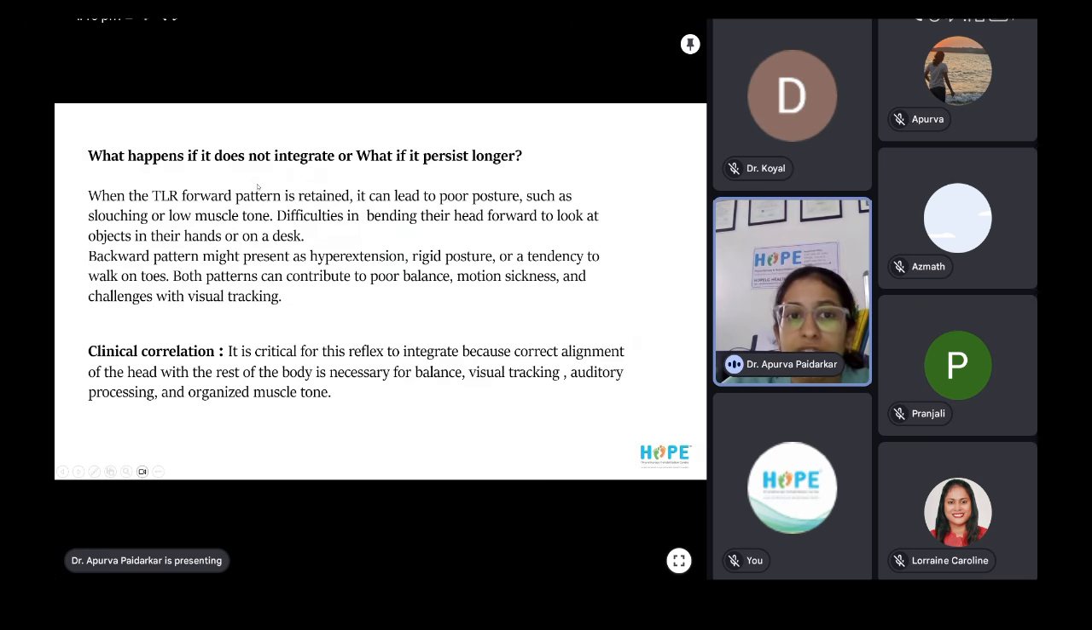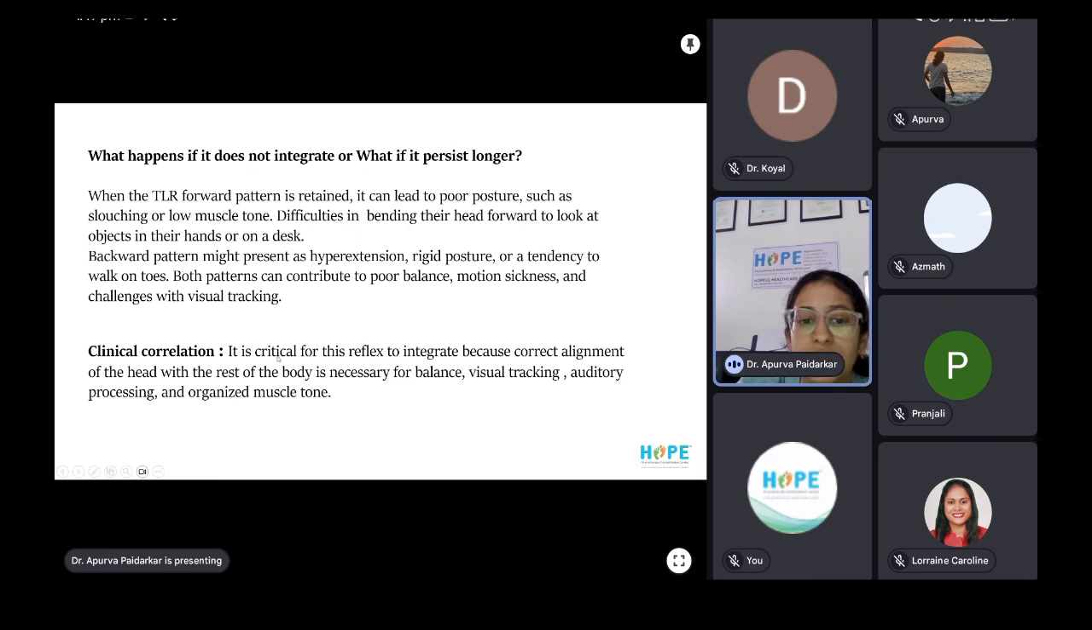So what happens if it does not integrate, or persists for a longer period? If the forward pattern is retained, it can lead to poor posture such as slouching or low muscle tone, and difficulty bending the head forward to look at an object in their hands or a desk. The backward pattern might persist as hyperextension, rigid posture or a tendency to walk on toes. Both patterns can contribute to poor balance, motion sickness and challenges with visual tracking.